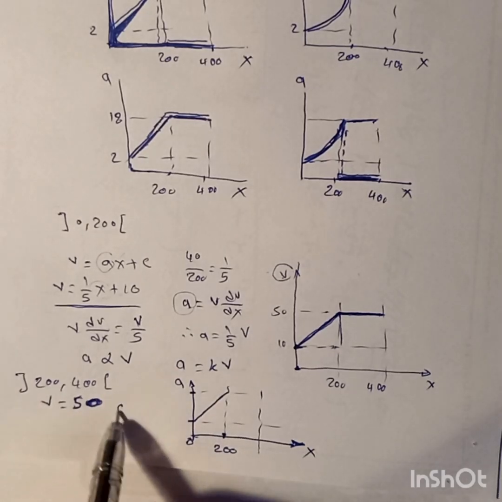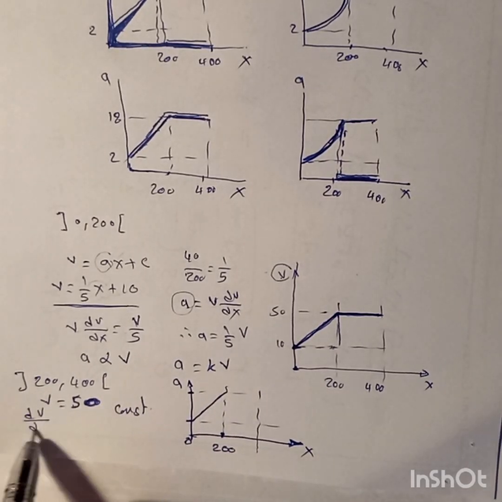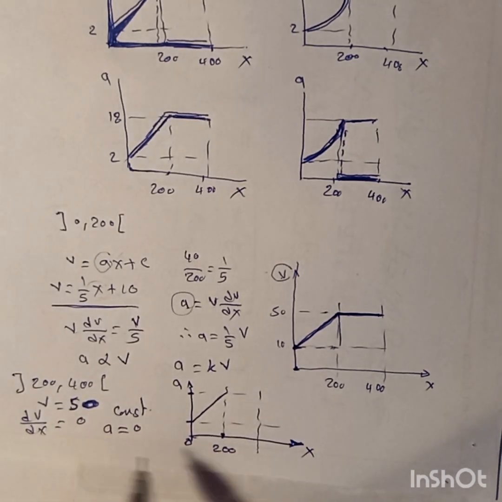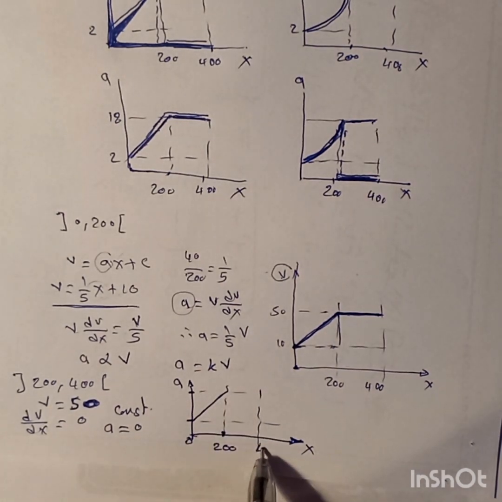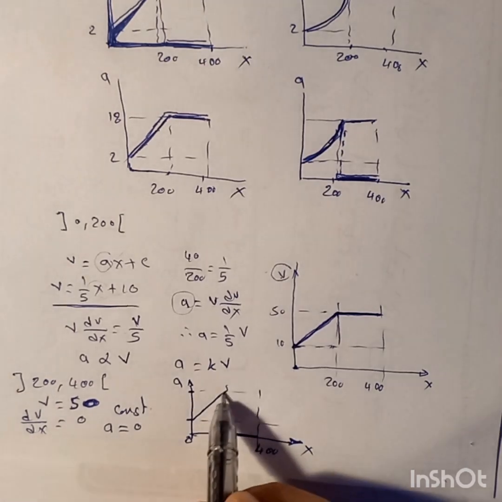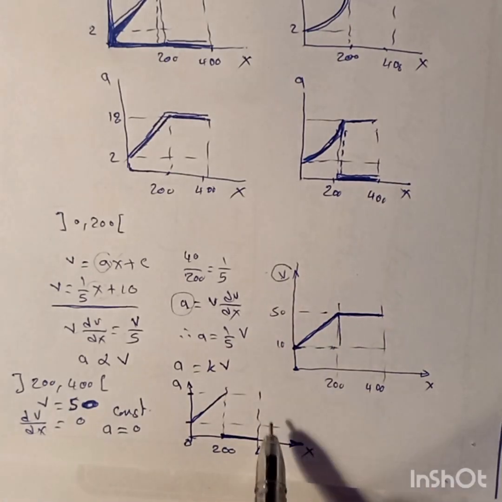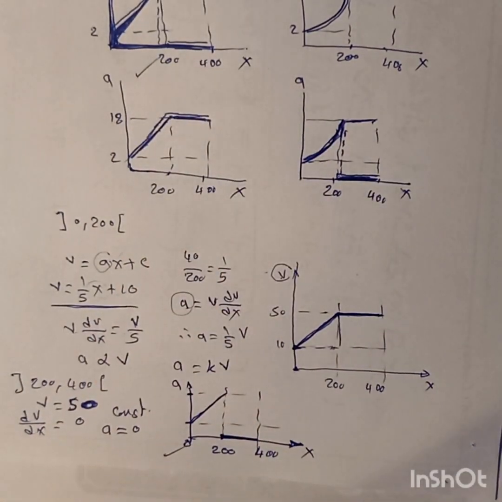Then v here is constant. If dv/dx equals 0, then acceleration equals 0. Within the x interval from 200 to 400, we have acceleration equals 0. Then the corresponding curve to the given one is this one, and this is what is required to find.